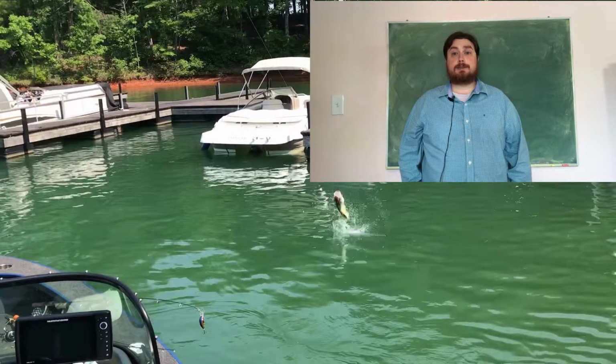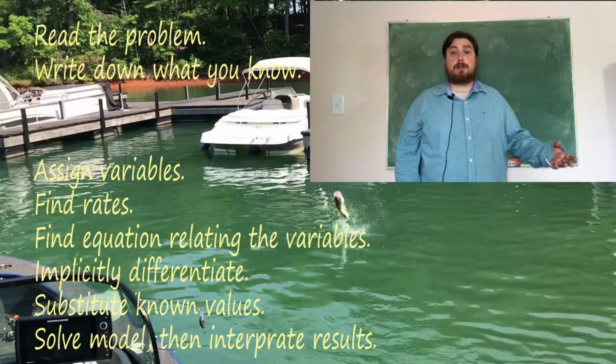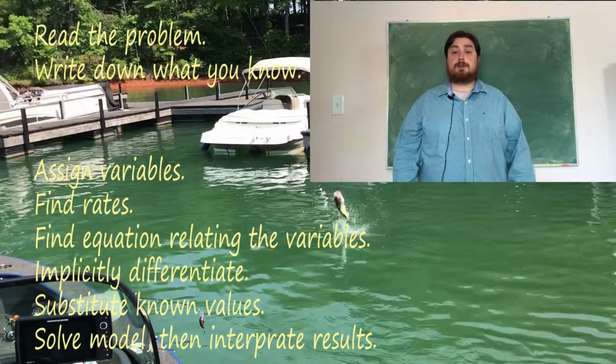In this situation, as in the last one, we're going to go through the same process we did before. To remind you of that process, we're going to read the problem, write down things that we know or are given and things that we don't know that we're looking for. We're going to then take that and decide what's changing to create any variables that we need. After that, we're going to find rates for any of the variables given. Then we're going to find an equation relating them. We're going to implicitly differentiate, and we're going to solve our model. And then finally, we'll be able to give an answer to our original question of how fast do I need to reel in the line.